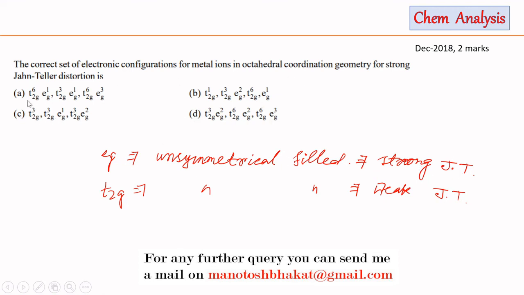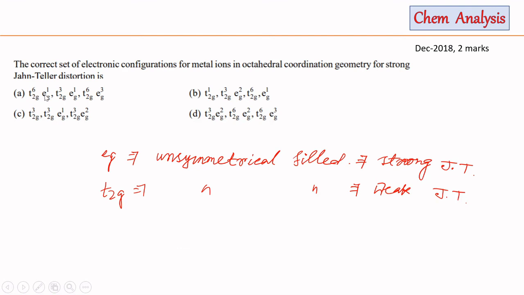So among the 4 options, let's first see the first option. Here it is t2g6 eg1. Since eg is unsymmetrically filled, it will show strong Jahn-Teller distortion. For the second one, here also eg is unsymmetrically filled, so it will also show strong Jahn-Teller distortion. And for the third case, in this case also eg is unsymmetrically filled, since it is more than half filled.